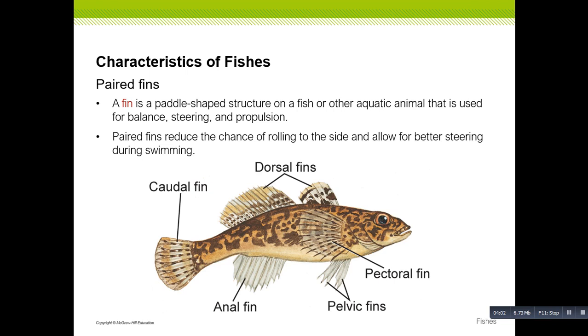So you'll notice that when a fish is steering, it will use its pectoral fins quite a bit. And when it's kind of just resting in the water, it'll still use its pectoral fins so that it doesn't roll over to the side. So pectoral fins are a great example of a paired fin that is used to reduce the chance of rolling over to the side. We've also got pelvic fins that are paired fins that reduce the chance of rolling over to the side.